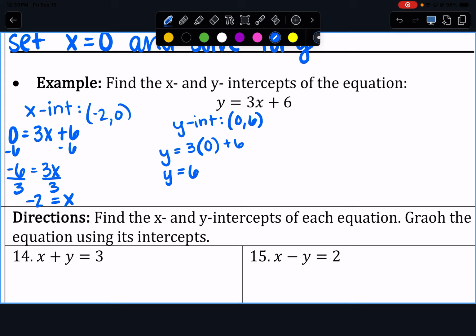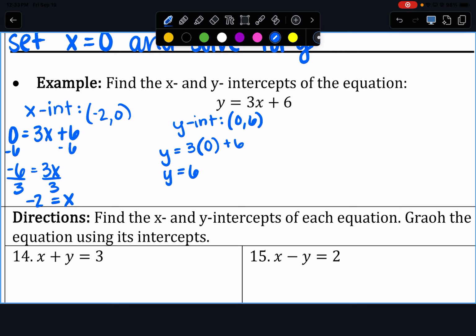So we can also use our intercepts to graph, okay? Because how many points do you have to graph a line? At least 2, right? So we can use our 2 intercepts to graph lines, and that's what we're going to do with this next section.